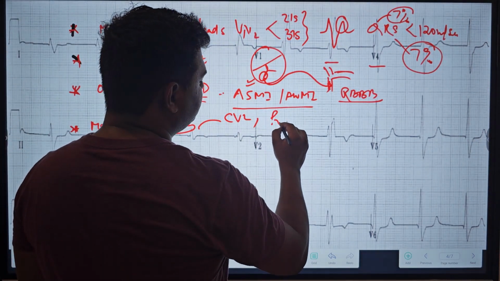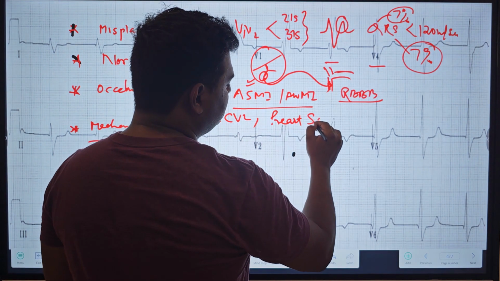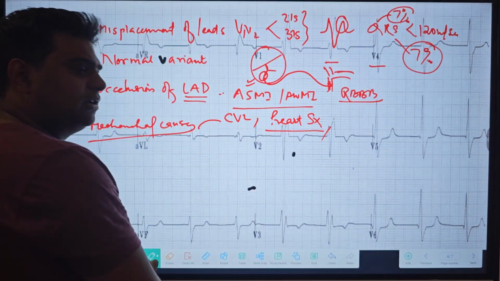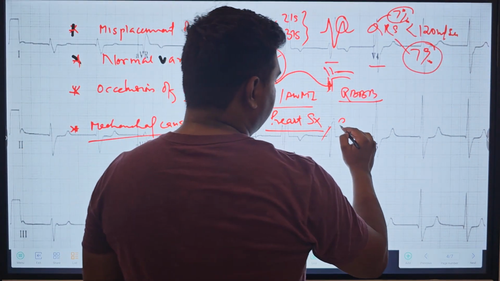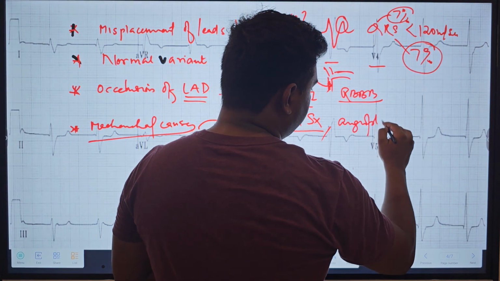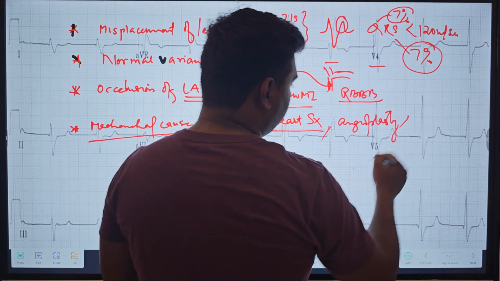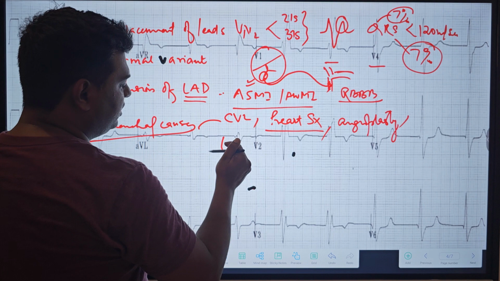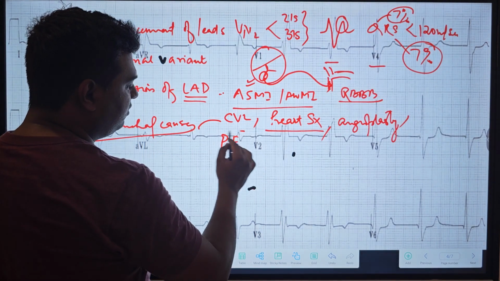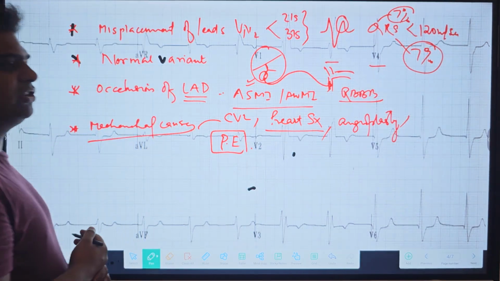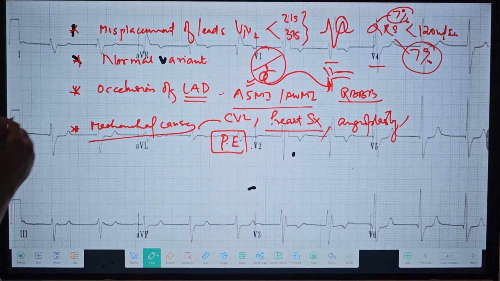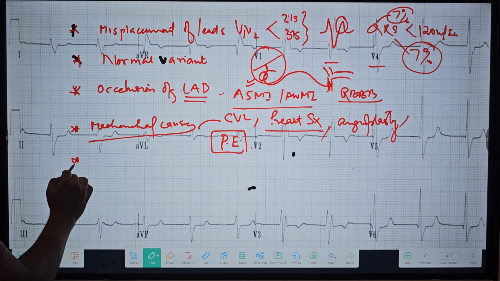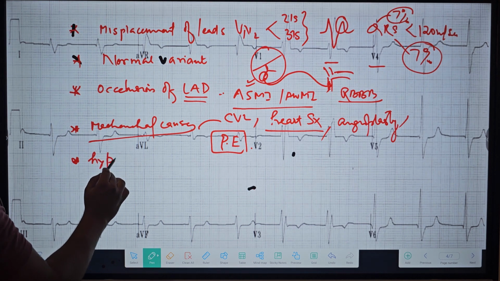Second, heart surgeries. Heart surgeries can directly disrupt the right bundle. Angioplasty. Also pulmonary embolism, because in pulmonary embolism there will be high pressure on the right ventricle, which can directly destroy the right bundle. Fifth, hypertension.